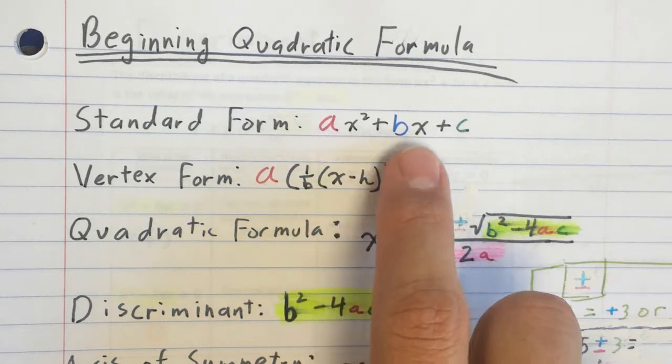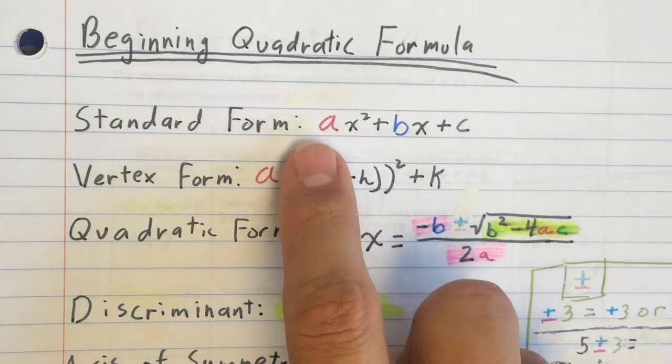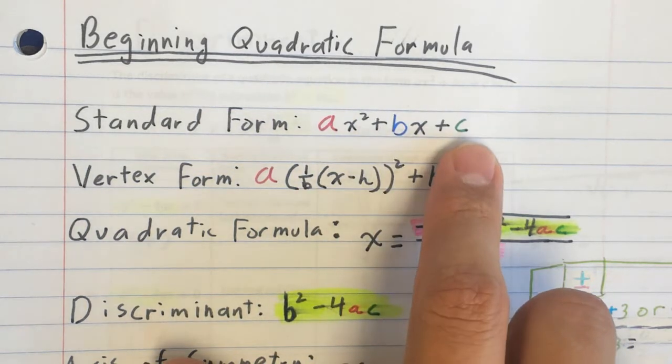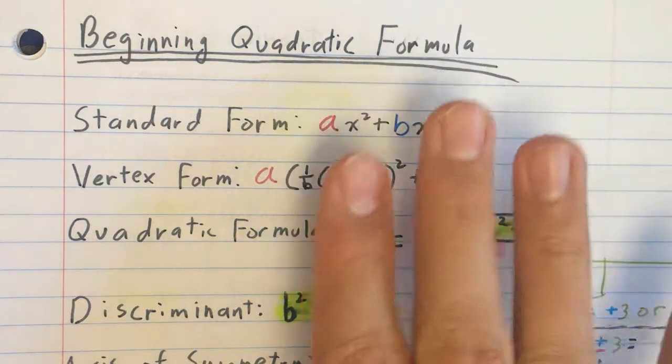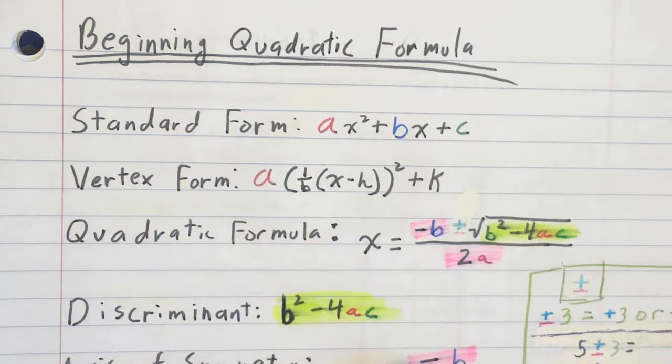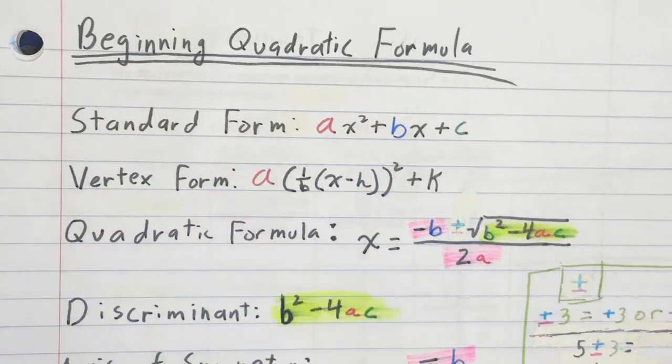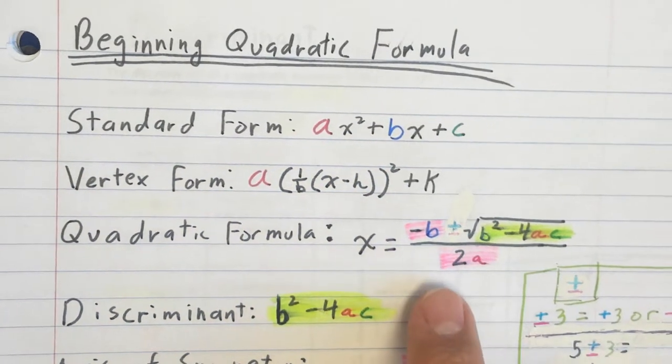ax squared plus bx plus c. And if you notice, I have highlighted A, B, and C in different colors. I'm going to try to keep those same three colors throughout this entire video series so we can identify this A, B, and C coefficient and how we use them in different places.